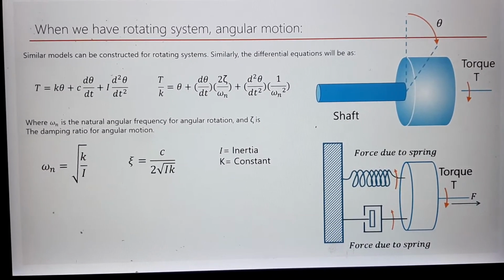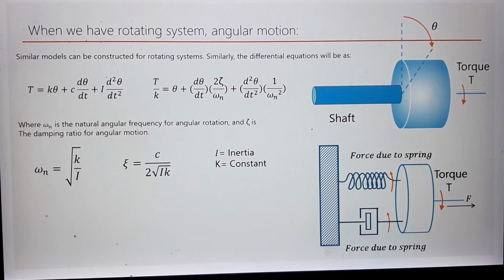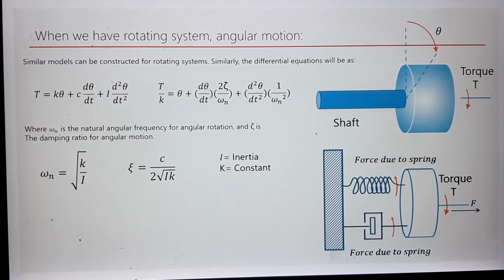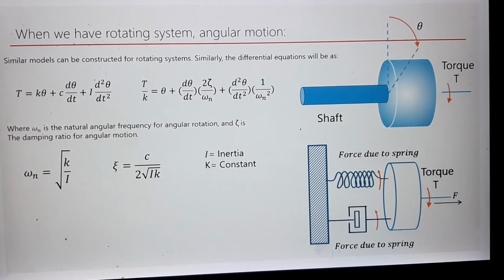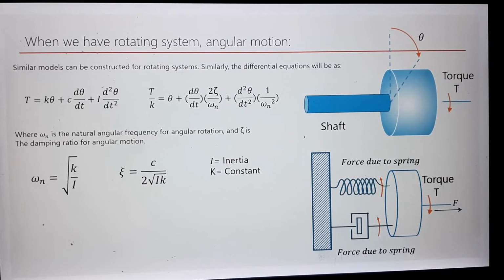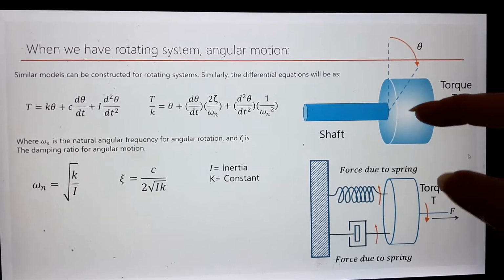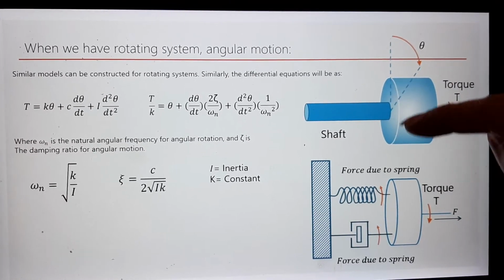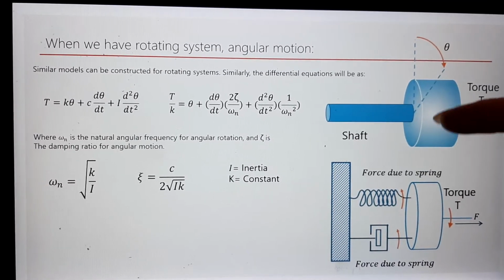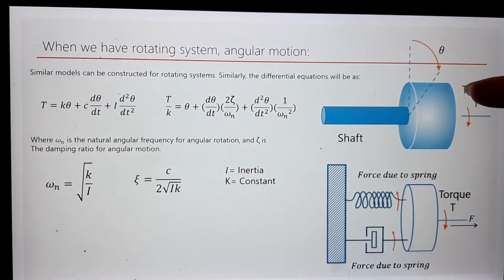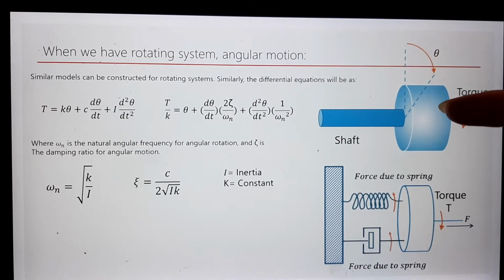Now, it's very useful to look at the differential equation when our system has some sort of rotating motion involved. So if I look at a very basic shaft that has torque, I'm assuming the only movement is the angular movement. So I don't have left or right or up and down. I only have angular movement toward that angle theta. So the target is to move toward that angle.